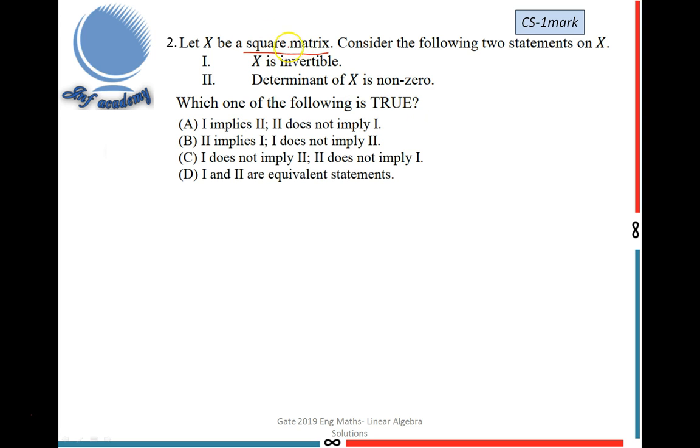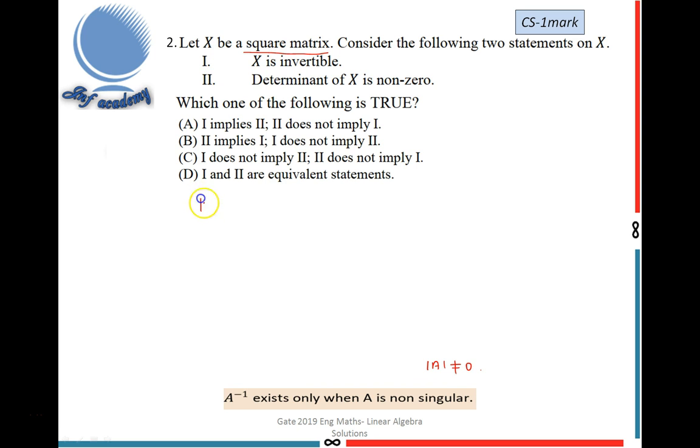Here, X be a square matrix is very important because determinant exists only when X is a square matrix, and invertible means X inverse exists. X inverse exists only when X is a square matrix. So here I use one property or result or definition of the inverse of a matrix. That is, A inverse exists only when A is non-singular. A is non-singular means determinant A not equal to 0.